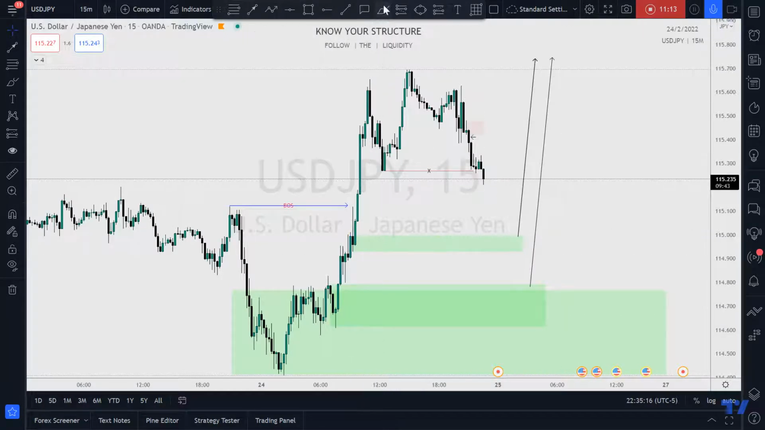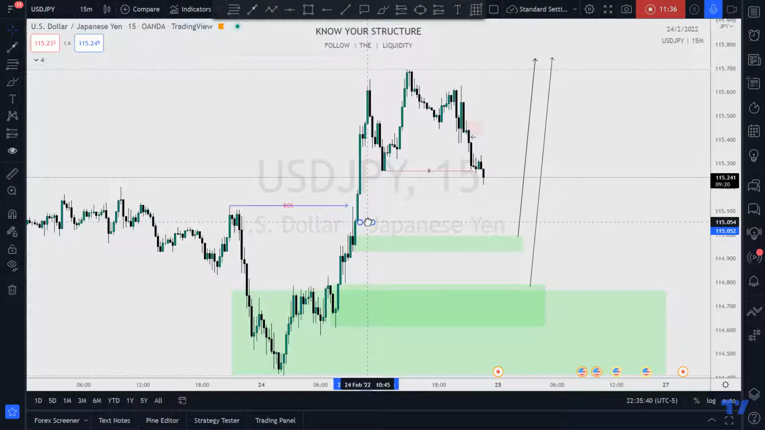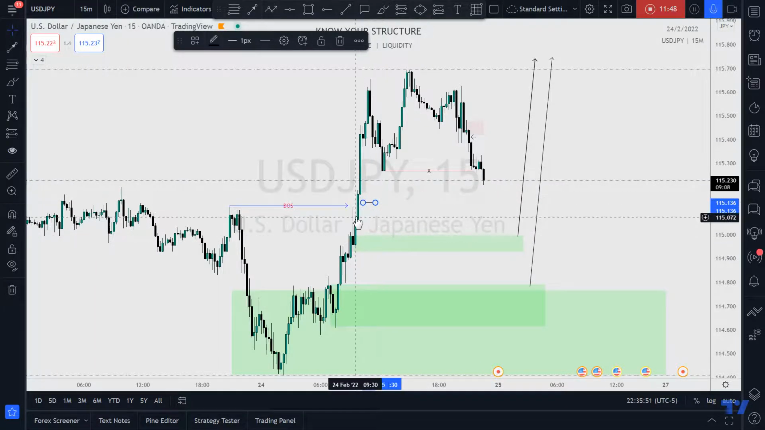And I want you to understand there is a reason why I picked these POIs. One, because I'm looking for imbalance leading into these order blocks. This is demand. The fair value gap is an inefficient price movement here, right? And when you have inefficient price movement, the market will come back and fill that gap.